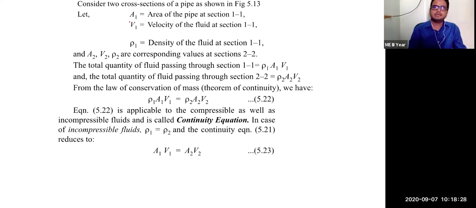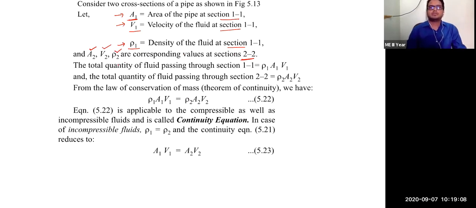Here you can see A1 is the area of the pipe at section 1. V1 is the velocity of the fluid at section 1. Rho1 is the density of fluid at section 1. Means in the previous diagram where I showed you A1 and V1 only, density we can also consider. So at section 1 we have area A1, velocity V1, density Rho1. Similarly, at section 2, area is A2, velocity is V2, density is Rho2.